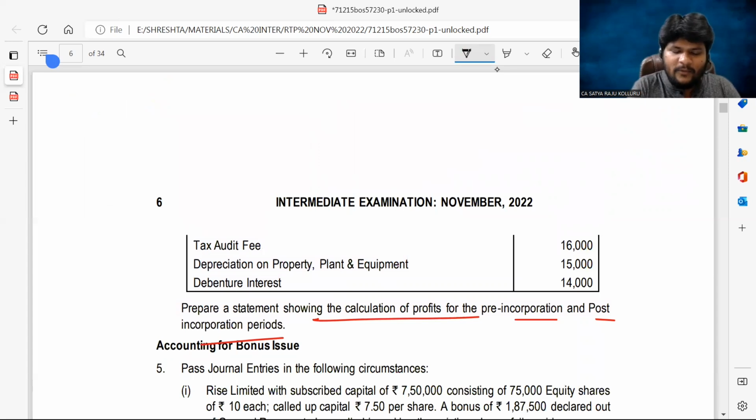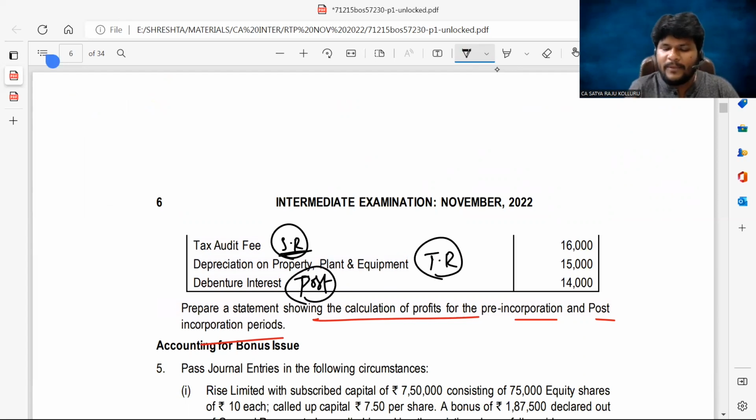Tax audit fee is based upon sales only. If it is statutory audit fee, only post. So that is why the tax audit fee exists both in pre and post, on the sales ratio. Depreciation on property, plant and equipment: again time ratio. Debenture interest: only post, because debentures exist only if the company is in existence. That's it, guys. Then you can work out the pre-incorporation period profits and post-incorporation period profits.